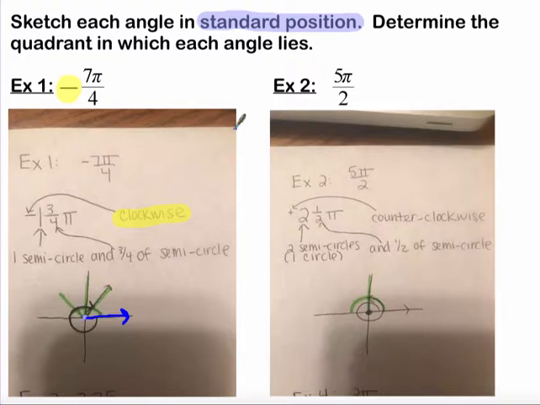Now this is when we're going to get into fractions, and those of you who struggle with fractions, we're going to have to work through it pretty quickly here. Negative 7/4. If I change that into a mixed number, remember, 4 divides into 7 one time with a remainder of 3, which means it's 1 3/4. So 7/4 is the same thing as 1 3/4.